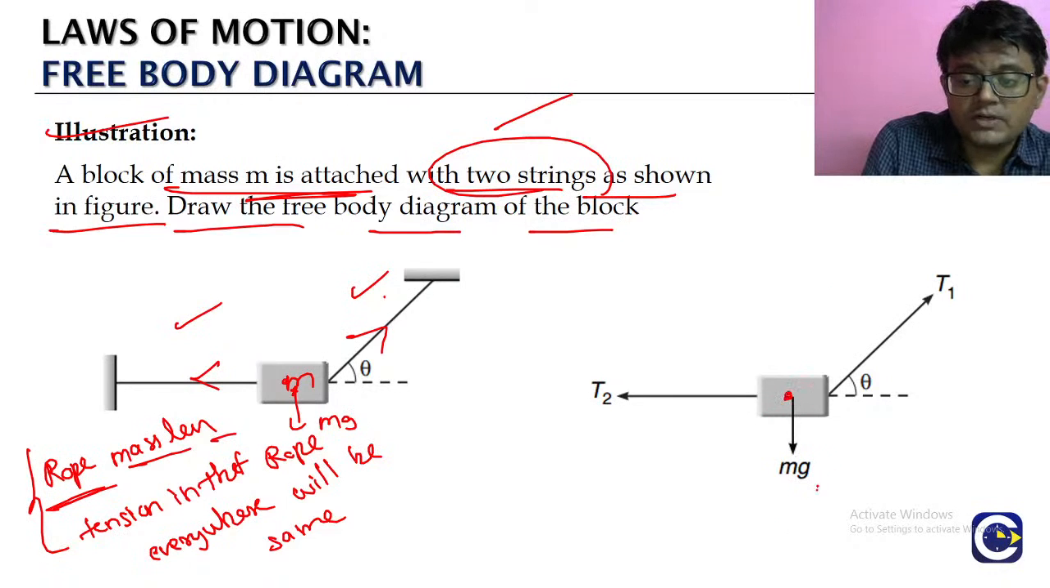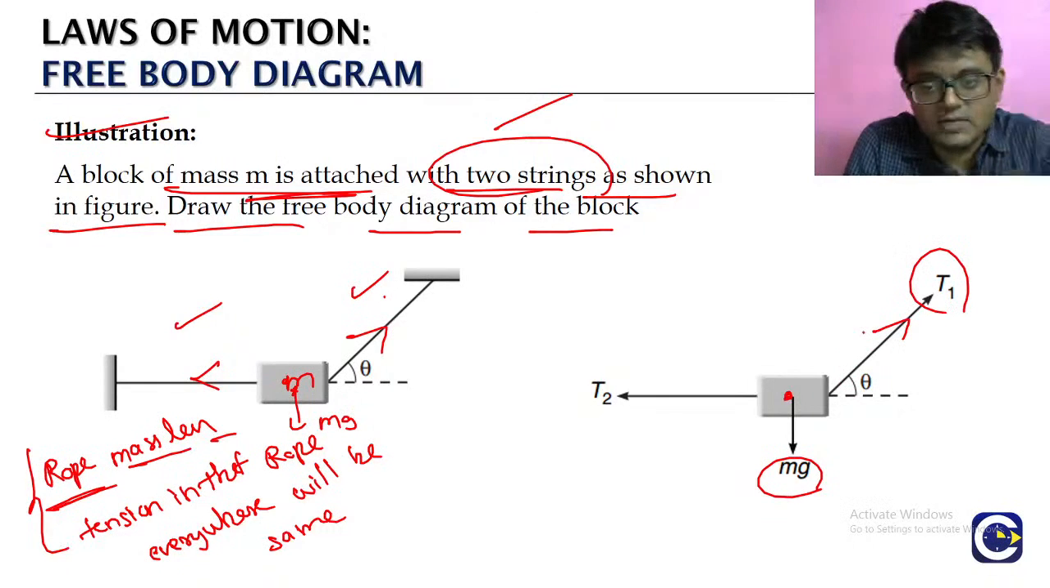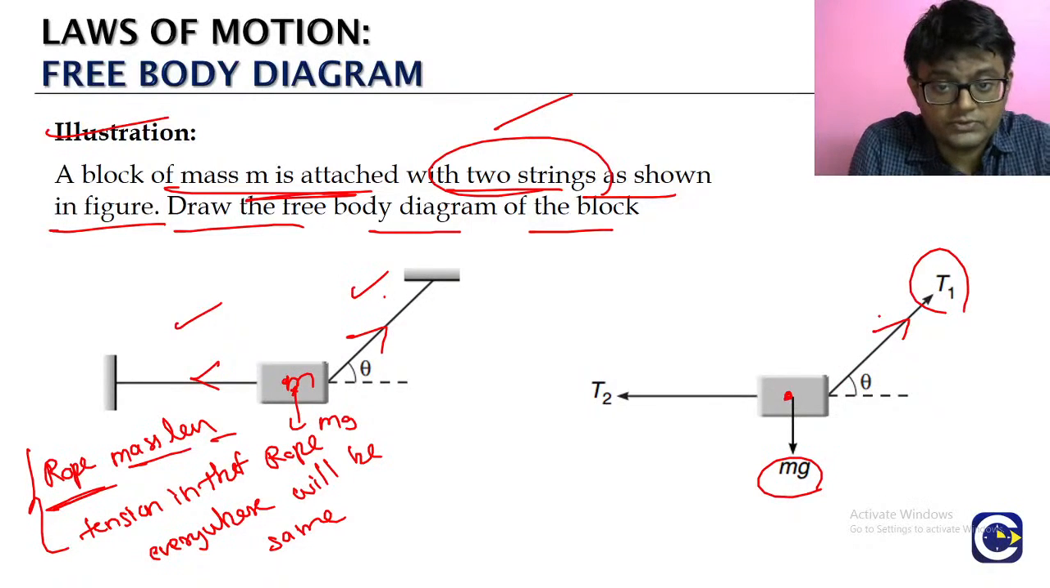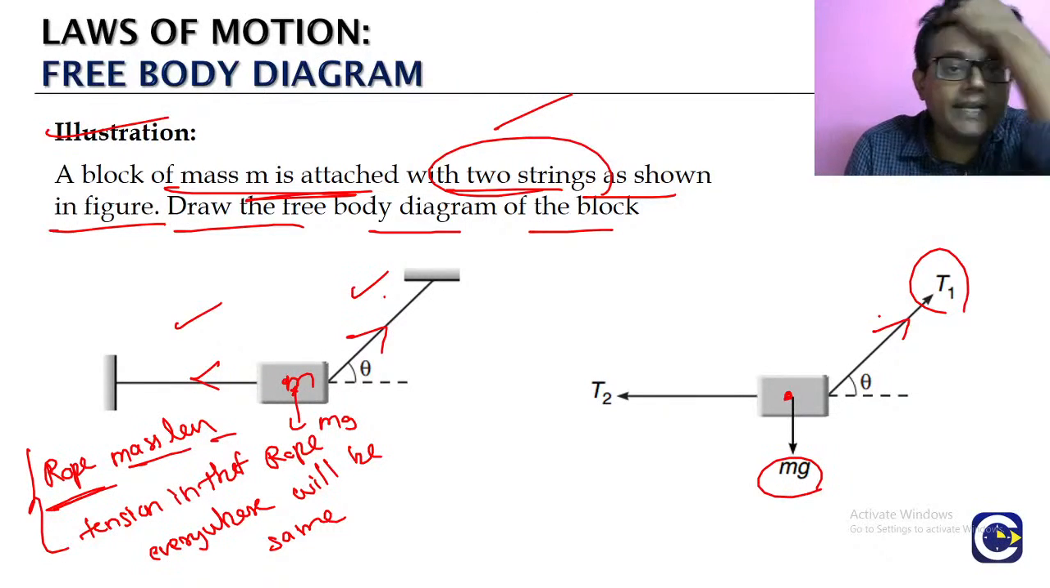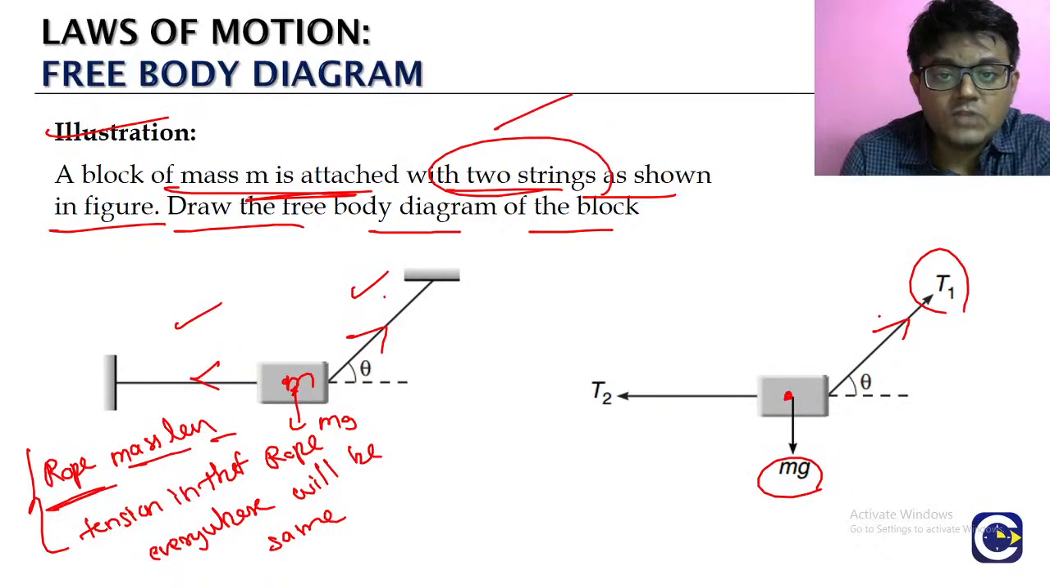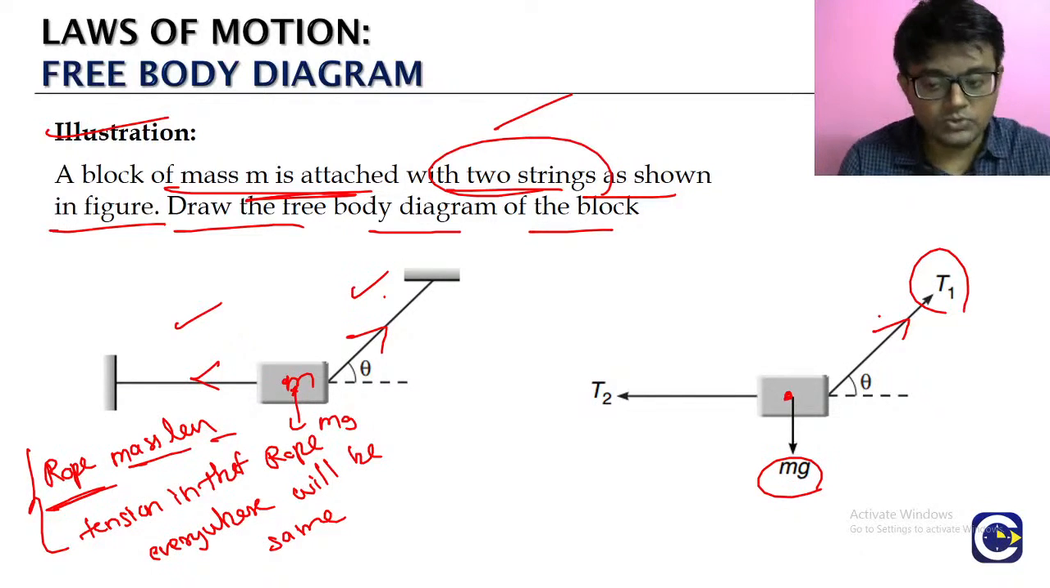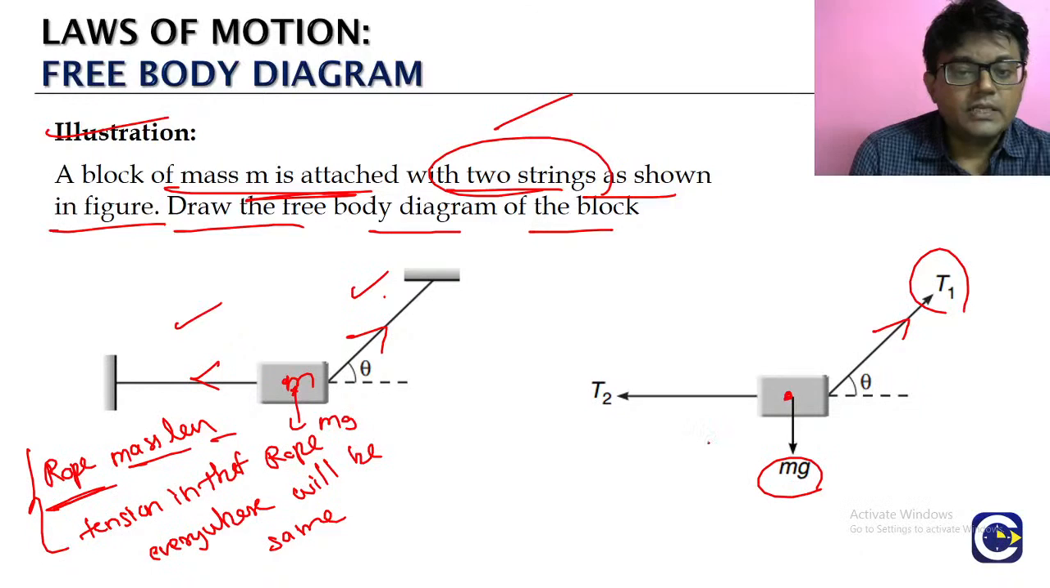The block will have its own weight, which is what? Mg, and there will be a tension in this rope. We can call it T1, because we don't know what the tension force is. Like we know what the weight is. Whichever object you take, what will be the weight of the object? The mass of the object times acceleration due to gravity. Okay, but tension is not like that.